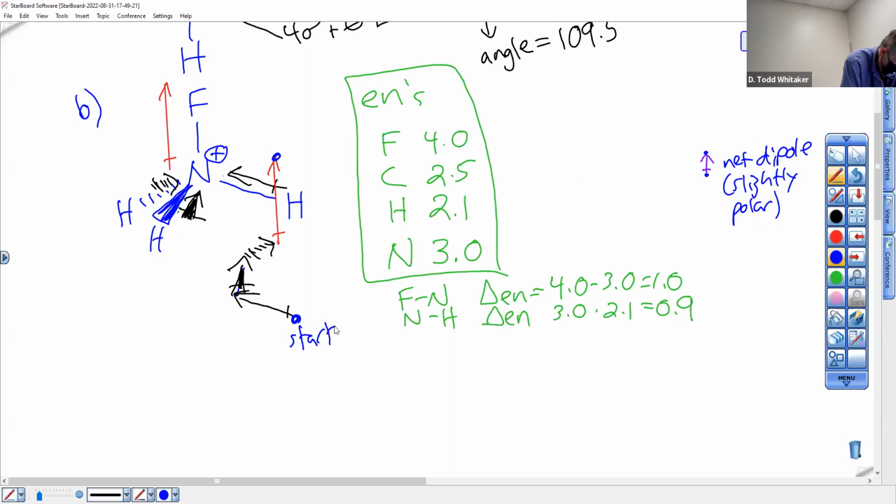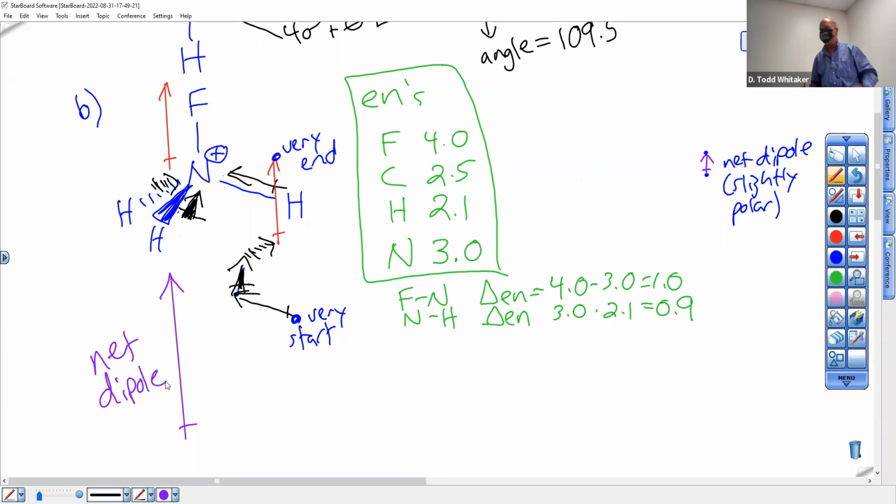Very start, the very beginning, very end. And the net dipole is large. It should go all the way from very start to very end, and it'll be a straight line. You like it? And it's a dipole. Start has the plus, the end has the minus. Net dipole. And this thing is a very polar molecule.